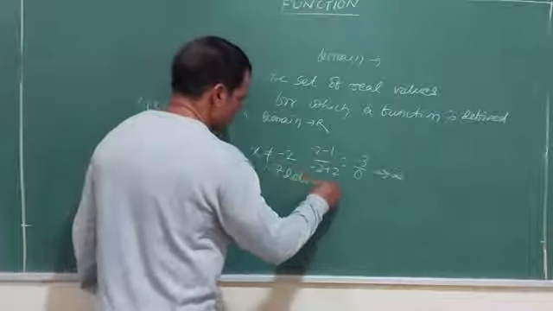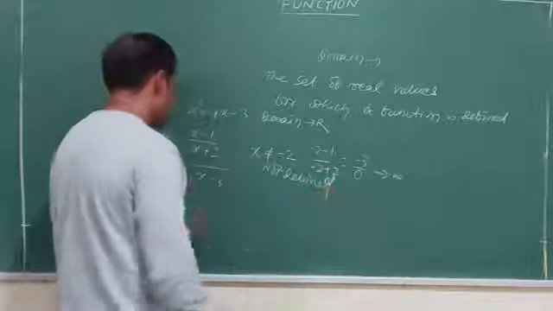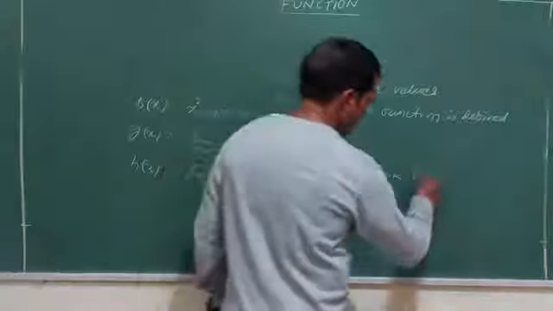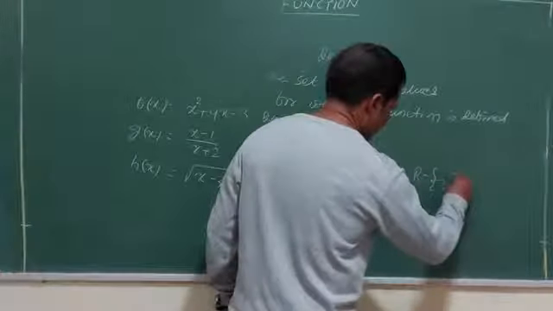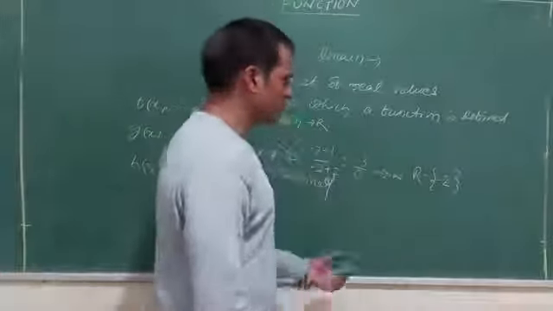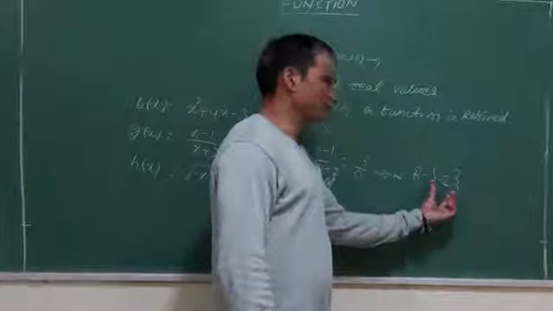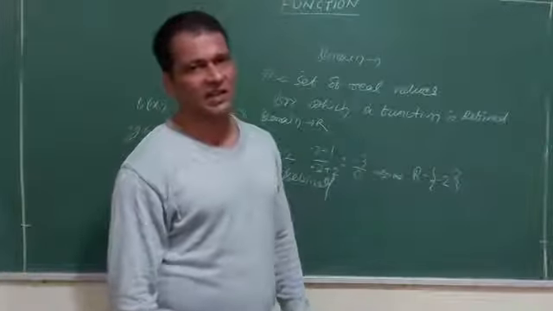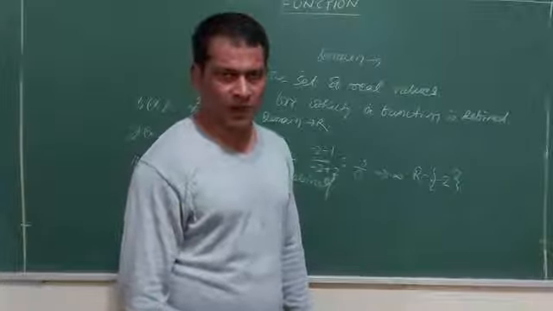That means I cannot take the value minus 2 here. What is the domain here? The domain is R minus {-2}. That means I can take all the values except this value. R means real numbers. I can consider any input, but I cannot take minus 2.